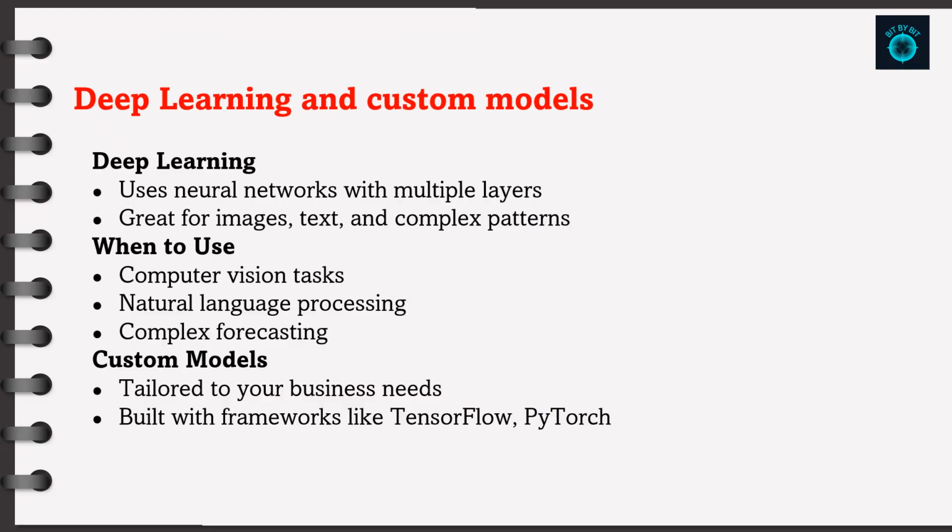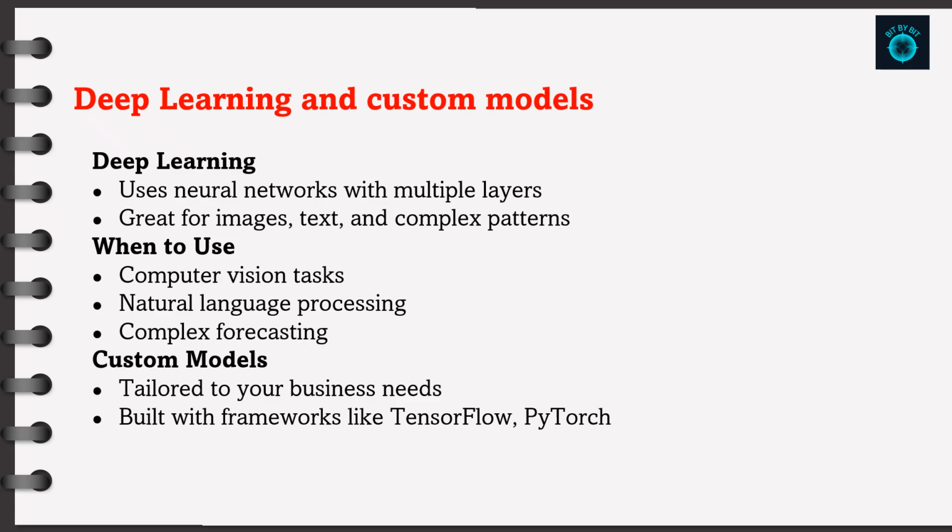Deep learning and custom models. So far, we've looked at Scikit-learn models, which work well for many business problems. But some use cases require deep learning or fully custom models. Deep learning uses neural networks with many layers, allowing the model to automatically learn complex patterns in data. It is especially powerful for tasks like computer vision, where the model interprets images, and natural language processing, where it understands and generates human language. It's also useful for complex forecasting, when relationships in the data are highly nonlinear.